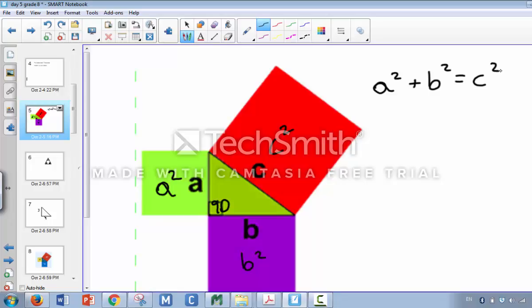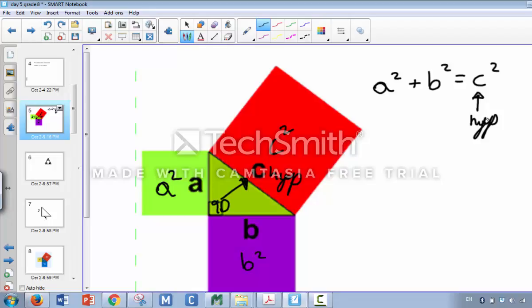The most important one here is c squared. All right, c squared, c is always the hypotenuse. It is the hippopotamus of our triangle. It's the biggest line on our triangle, and it's always going to be across from 90 degrees. So that is the most important, the hypotenuse.